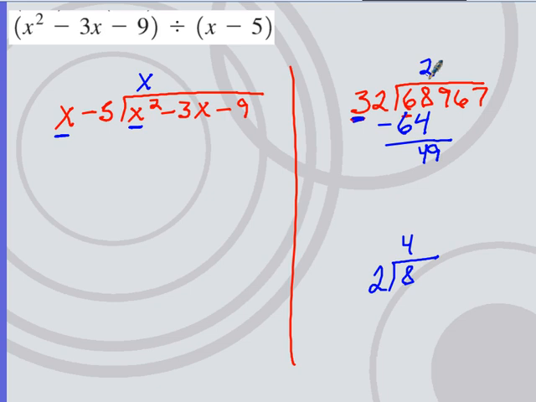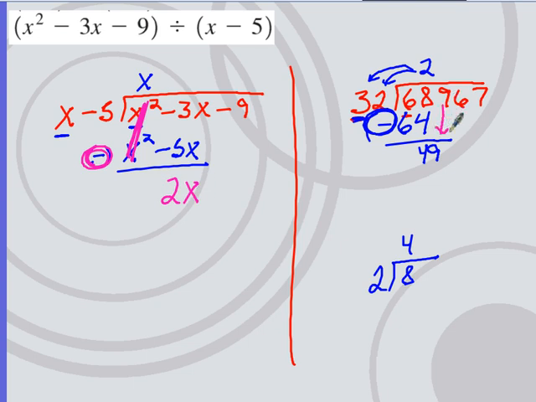32 into 68 goes 2 times. Now let's test it. How do I test it? I multiply, right? But you don't just multiply the 2 times the 3. You've got to multiply it by both. X times x is x squared. X times negative 5 is negative 5x. Next, you subtract. And I'm going to put my minus sign in parentheses to remind me that this bottom thing is in parentheses. I'm subtracting both of these, not just one of them. I'm doing x squared minus x squared, and if you do it correctly, that should always cancel. Negative 3x minus negative 5x, that's negative 3x plus 5x, which is 2x.